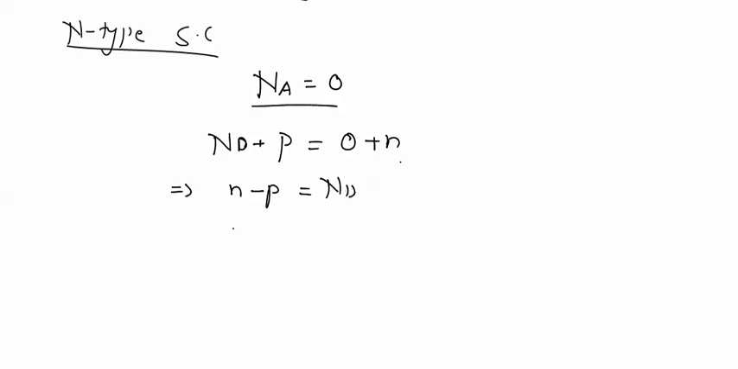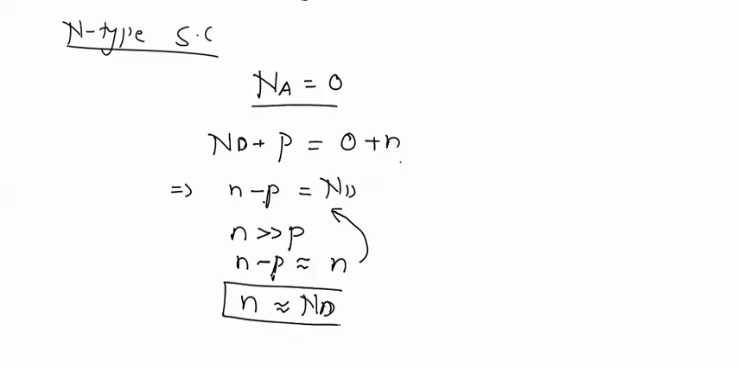And for n-type semiconductor, electron concentration is very much greater than hole concentration. So we can say that N minus P is nearly equal to N, and putting this in this equation, we get N is nearly equal to Nd. So here we can conclude that in n-type semiconductor, the electron concentration is nearly equal to donor impurity concentration. There will be little difference between the concentration of donor type impurity and electron concentration in n-type semiconductor.